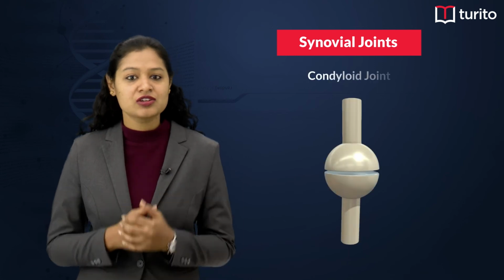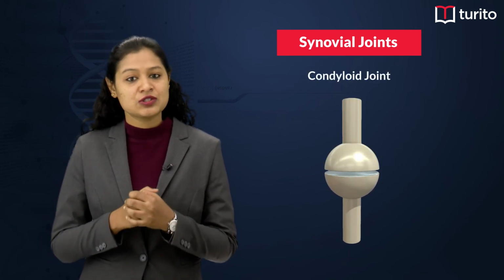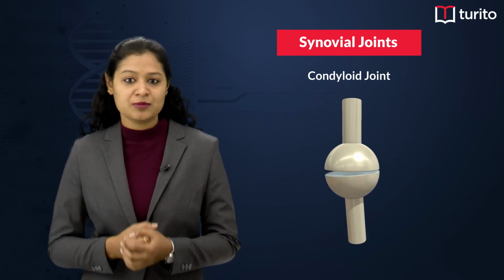The last type of synovial joint we have is angular joint, or also called condyloid joint. Now this will allow movement in 2 directions, and this is present between radius and carpals of the hand. Hence, we've understood different types of joints.